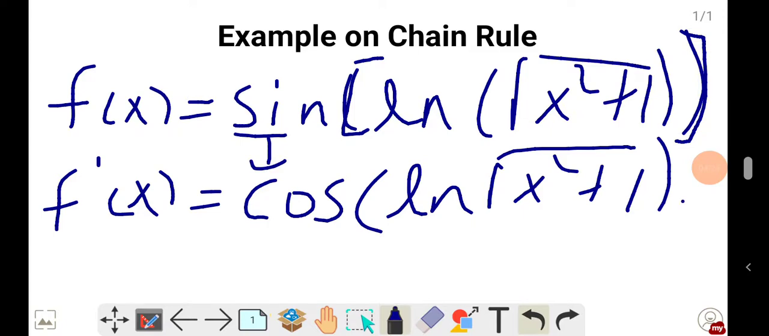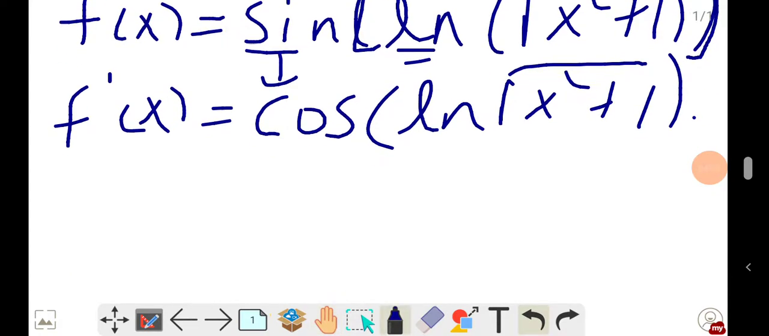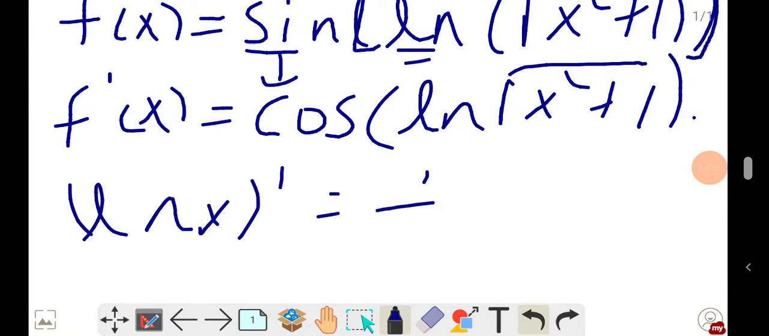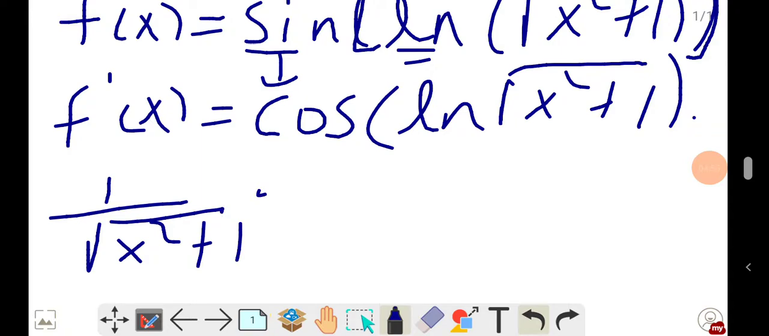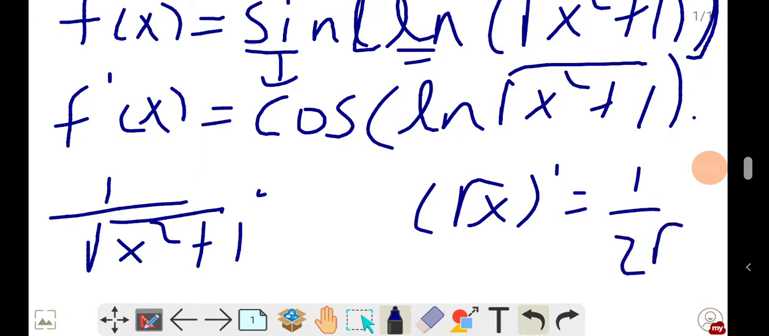Times. Now next, the ln function. Everyone here, remember the ln derivative. If you forget it, the derivative of ln x is 1 over x. That is a rule. So recalling this, the derivative of ln will be 1 over the whole thing, that is, the square root of x squared plus 1. Times, I will continue. Now the square root function. Remember again, the derivative of radical x is 1 over 2 root x.